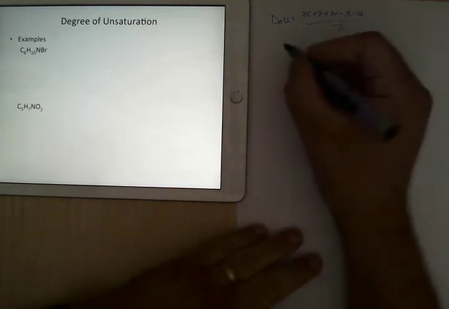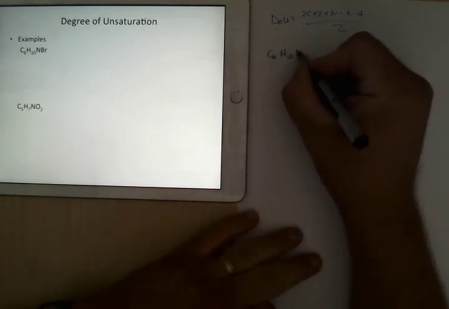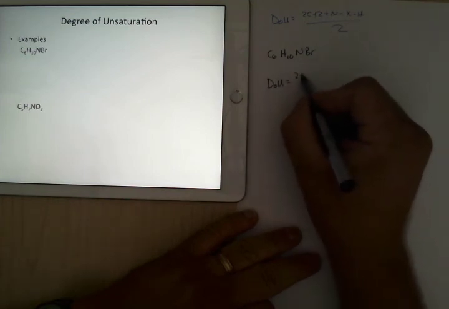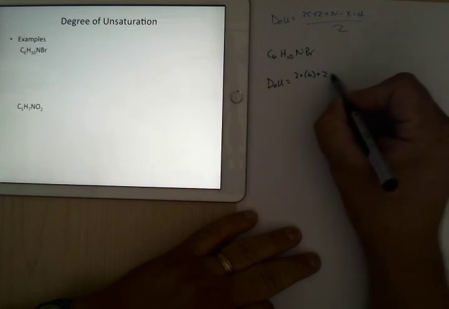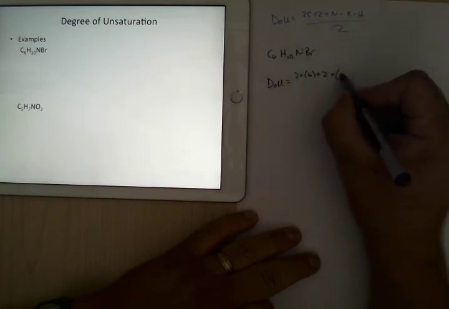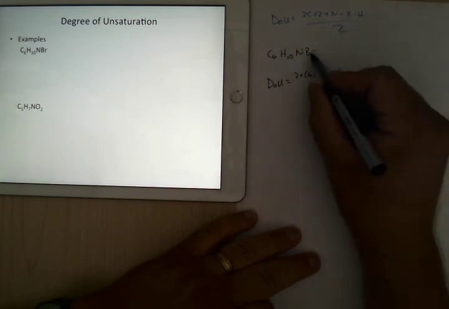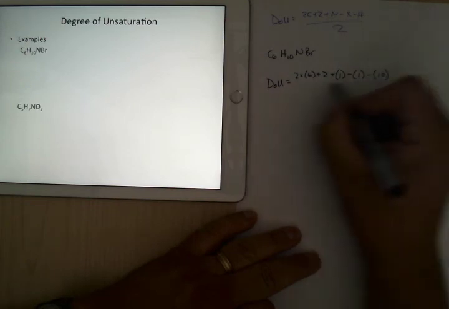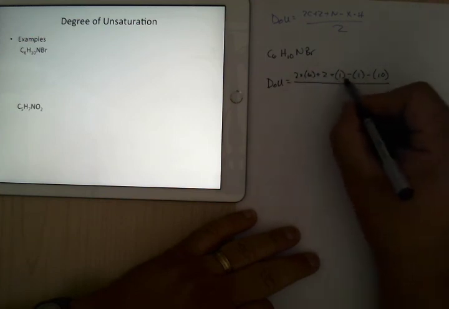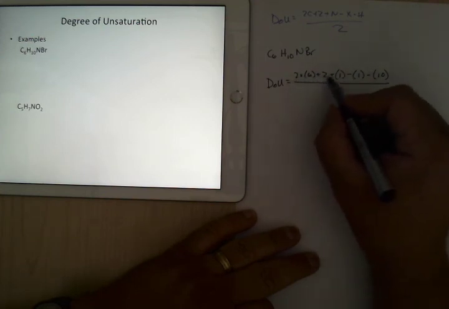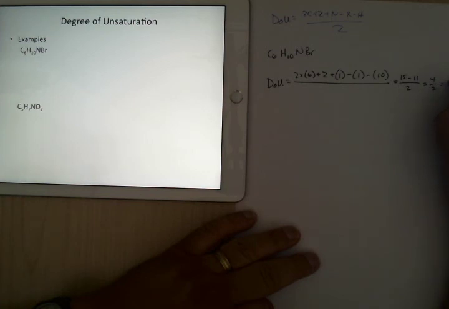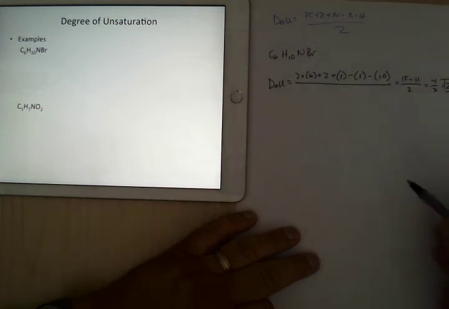So we have this one, C6H10NBr. The DOU would be equal to 2 times 6 plus 2, plus we have a nitrogen, 1, minus the number of halides, so we have one bromine, minus 10. So it's 12, 14, so 15, minus 11, so 4 over 2, so it's 2. There's 2 degrees of unsaturation.